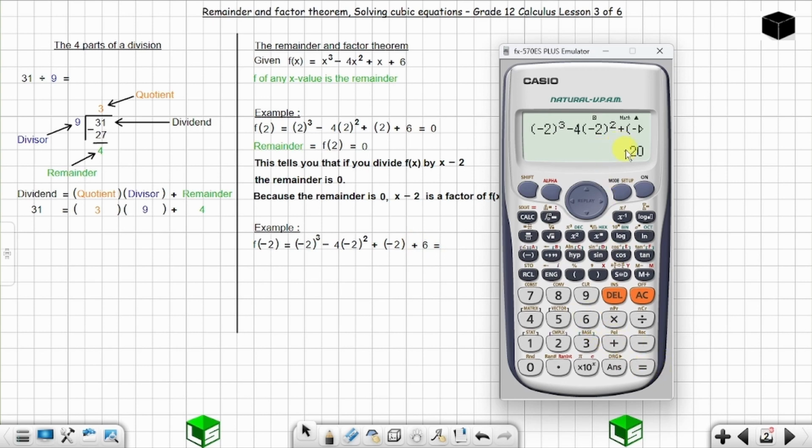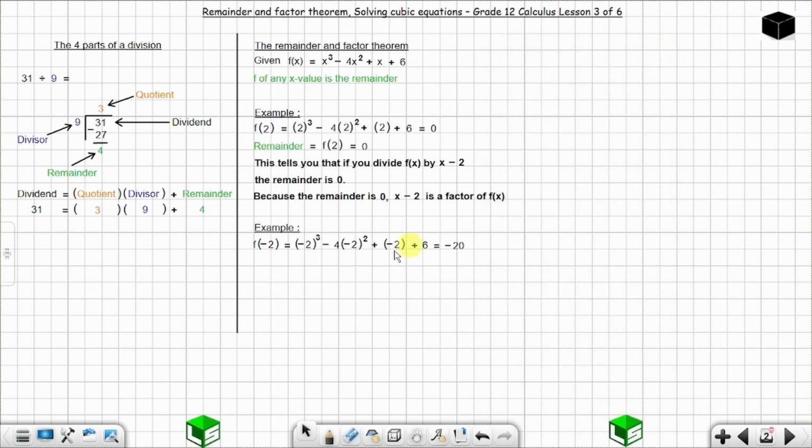This is equal to negative 20. Okay, negative 20. You can see that. So, the remainder is equal to f of negative 2. This is equal to negative 20. Okay, this tells you that if you divide f of x by x plus 2, remember, you change the sign. If you divide f of x by x plus 2, the remainder is negative 20.